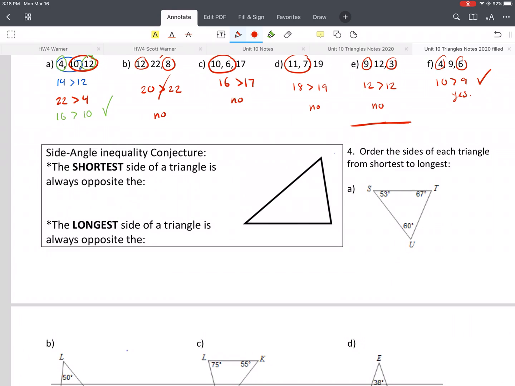Now let's talk about the side angle inequality conjecture. The wording is kind of scary, but it's nothing. You got this. It says the shortest side of a triangle is always opposite the smallest angle, and the longest side of a triangle is always opposite the largest angle.